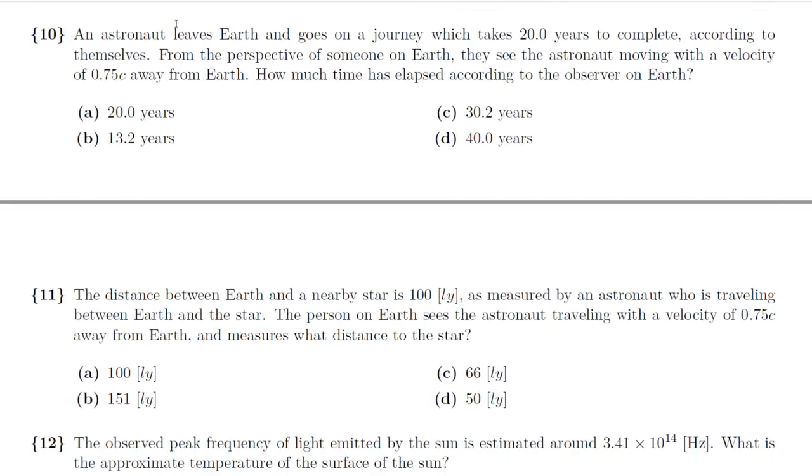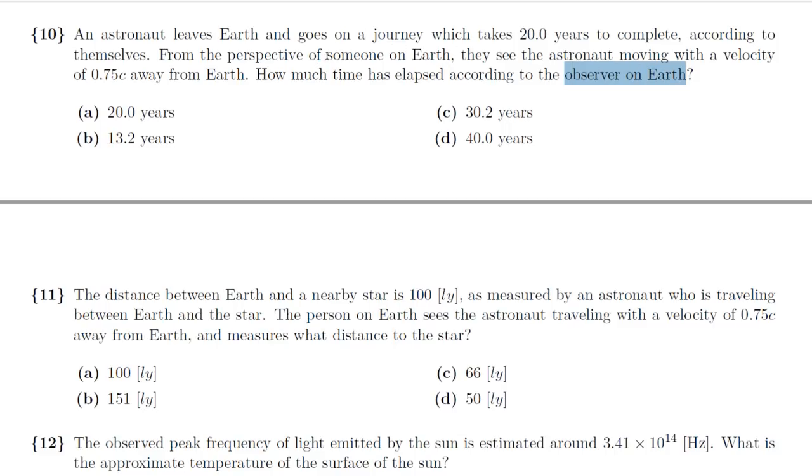Number 10. An astronaut leaves Earth and goes on a journey which takes 20 years to complete according to themselves. In other words, according to the astronaut, they measure 20 years. From the perspective of someone on Earth, they see the astronaut moving with a velocity of 75% the speed of light away from Earth. How much time has elapsed according to the observer on Earth?